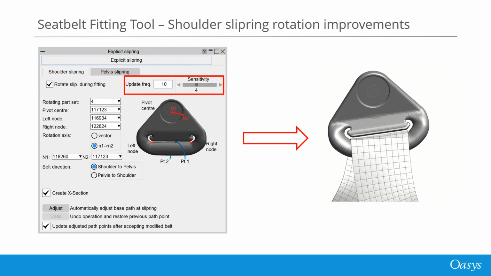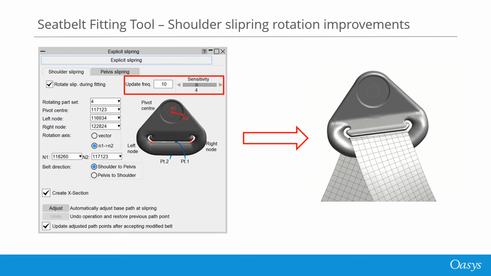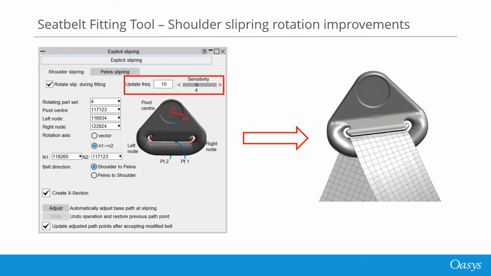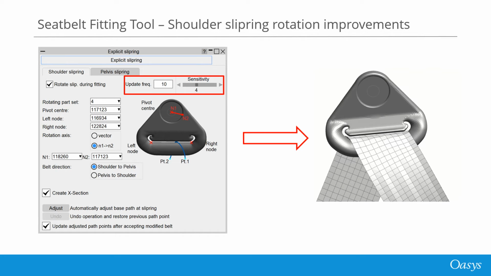The shoulder slip ring rotation was introduced in version 20. In the Oasys 21 release, a sensitivity setting was added, which sets the reactivity of the slip ring's rotation. A sensitivity level of 10 ensures uninterrupted slip ring rotation, making it ideal for remote starting points. At lower sensitivities, the pulling of the slip ring will automatically stop and restart, depending on the position of the belt within the slip ring slot, improving the fitting speed.